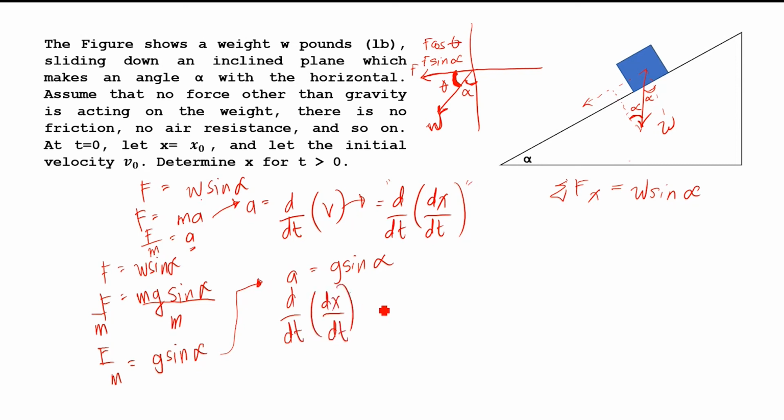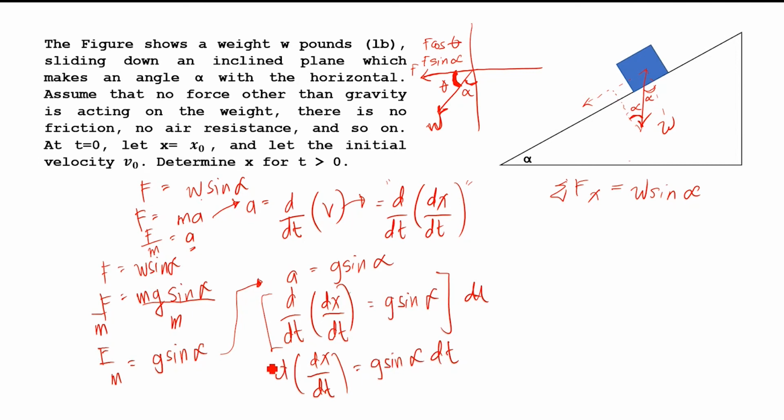d over dt times dx over dt equals g sin alpha. We can multiply it by dt. This will be d(dx over dt) is equal to g sin alpha dt.